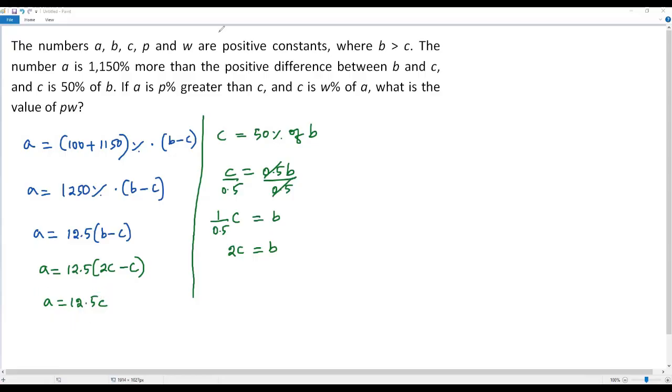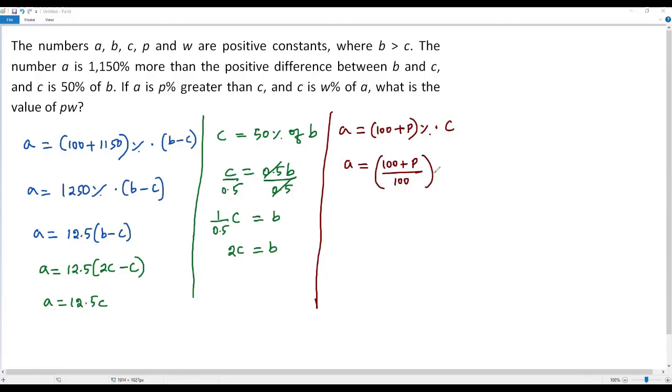Okay, now what we can do is we can consider the other information, that is A is P% greater than C. Okay, that is A equals to P% greater than means we have to add P to 100. 100 positive P percentage times this value, that is C. Okay, then we get A equals to, we can write this percentage as a fraction, that is 100 positive P divided by 100 times C.